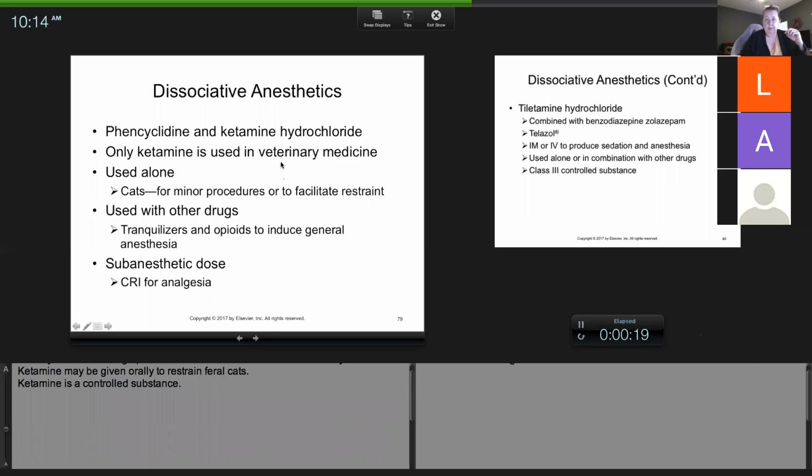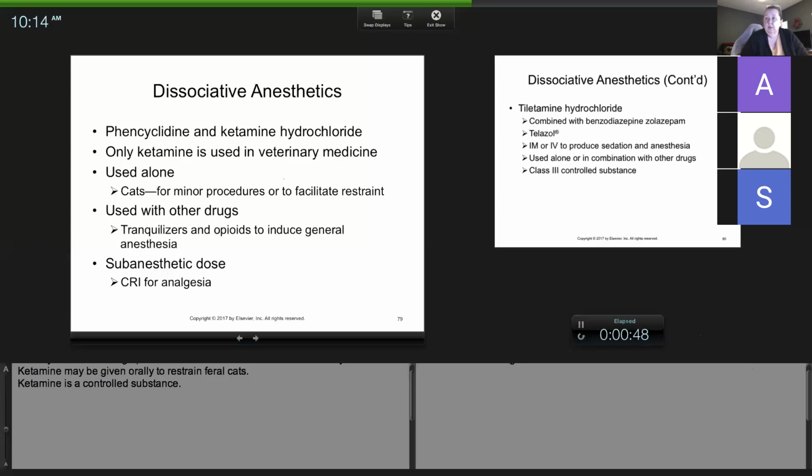Now, this is where it gets a little confusing. If you wanted to use ketamine by itself, remember I said sometimes you have that mean cat, maybe you had to groom it, maybe you had to draw some blood, maybe you had to take some x-rays. You can use ketamine by itself. The problem is it makes them extremely rigid. They're like a board. It's almost like you could stretch them out and flip them over like a flat board.